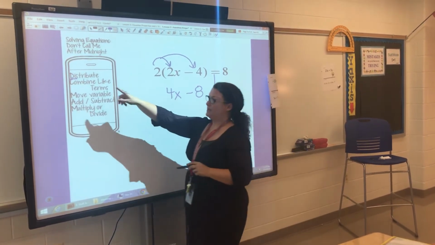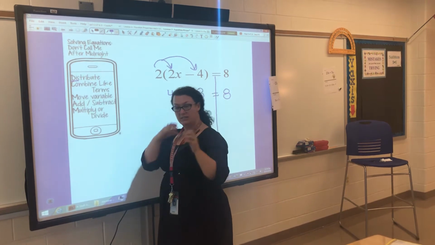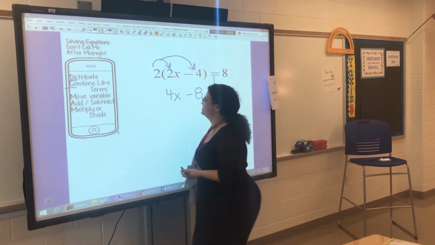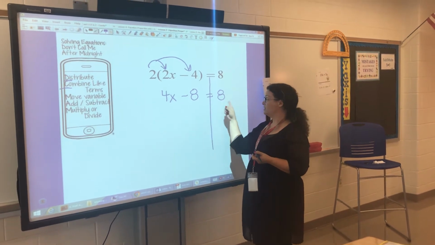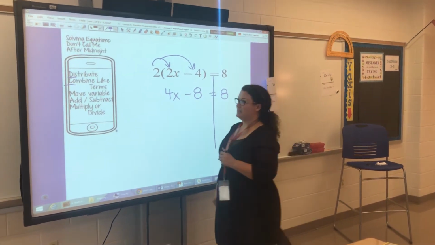The next step is combine like terms. Call, the C stands for combine like terms. On the left-hand side, there's nothing alike, so there's nothing to combine. On the right-hand side, that stays put.